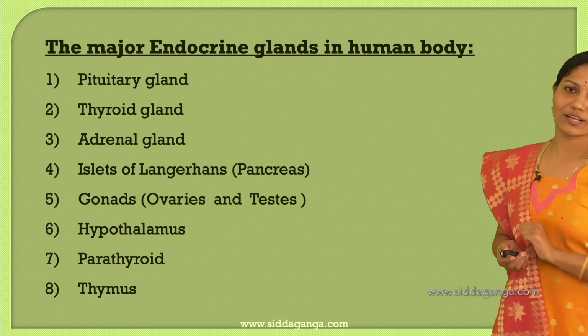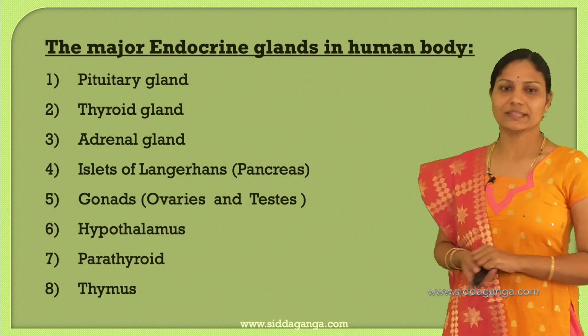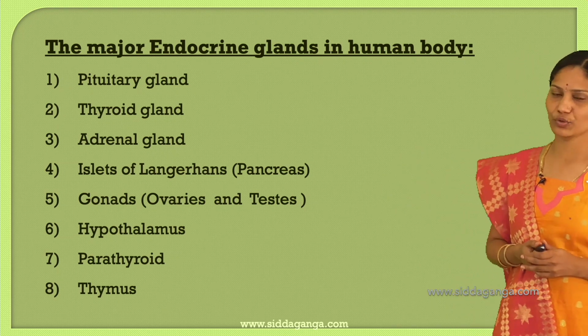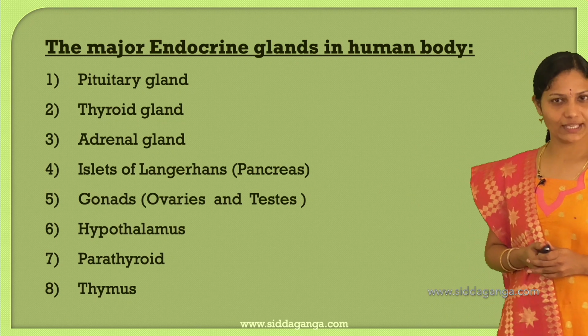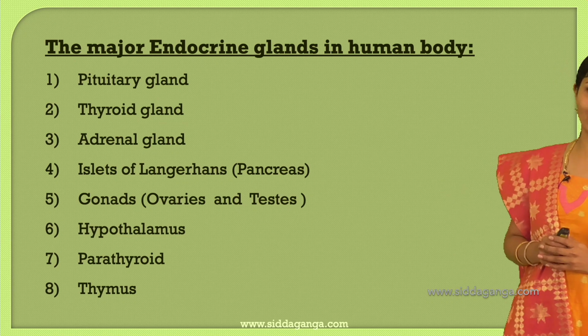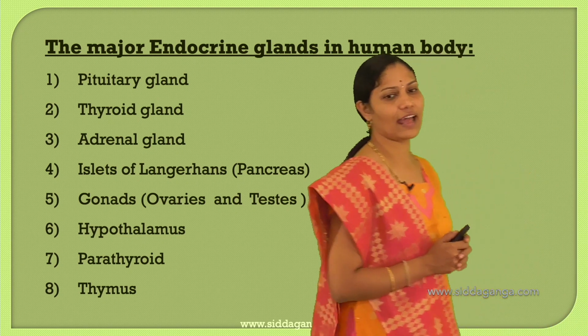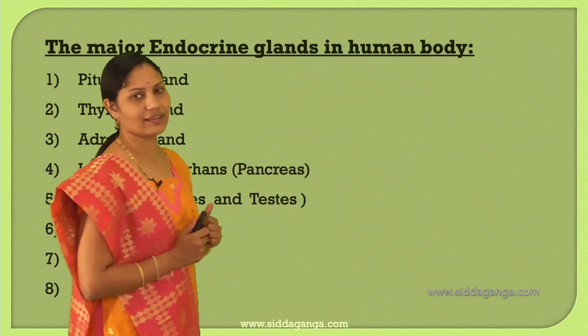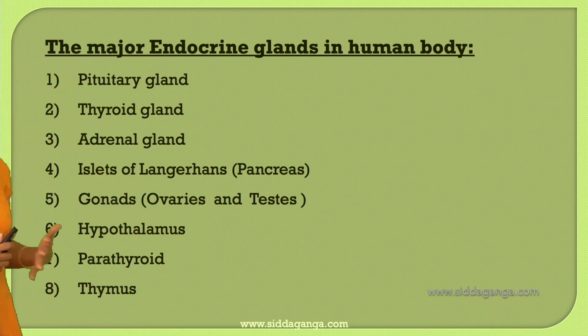The major endocrine glands in the human body are the pituitary gland, the thyroid gland, the adrenal gland, and the islets of Langerhans or pancreas.